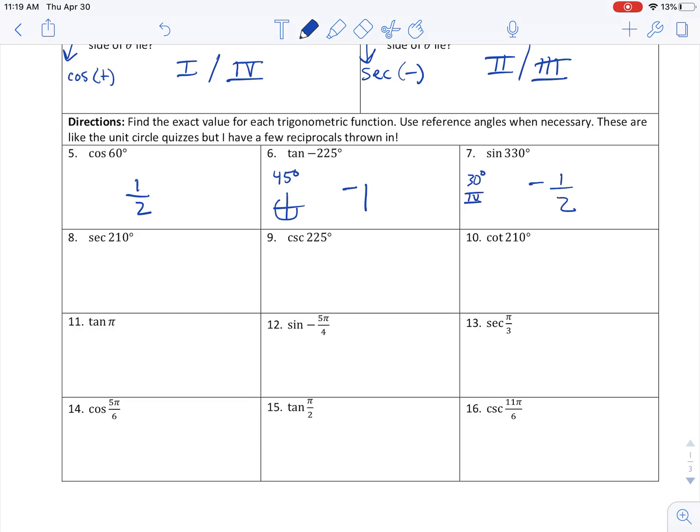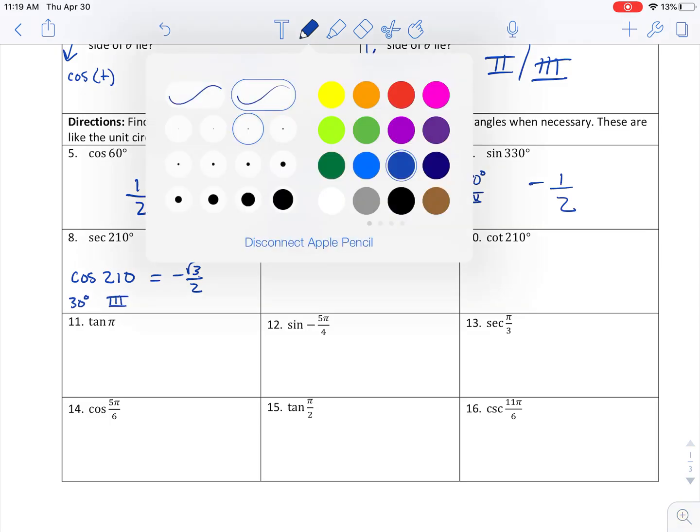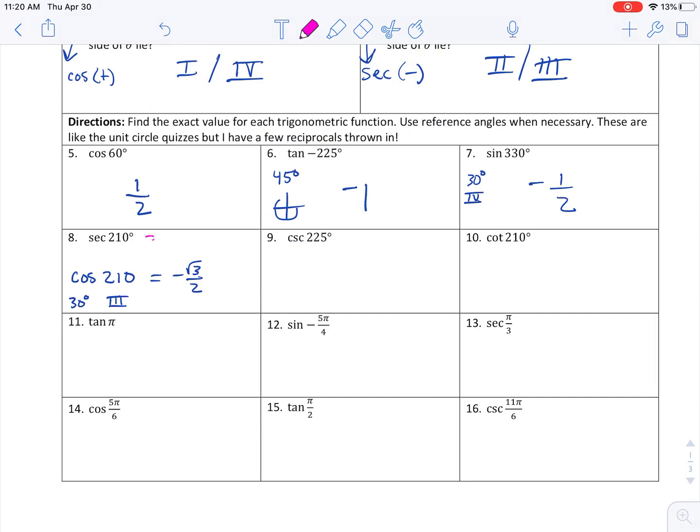Here's a reciprocal function, so I'll take an extra second here. I'm going to think about the cosine of 210. This is a 30-degree reference angle, and I know the cosine of 30 is radical 3 over 2. I know 210 is in quadrant 3, where cosine is negative. So if I do the reciprocal of this, I'm thinking negative 2 over radical 3. I'm going to rationalize: negative 2 radical 3 over 3 would be the final answer here.